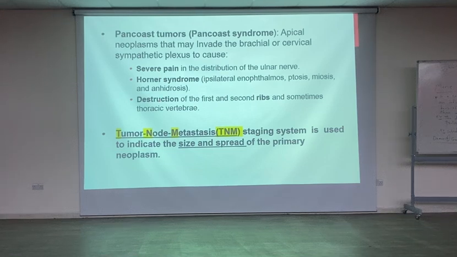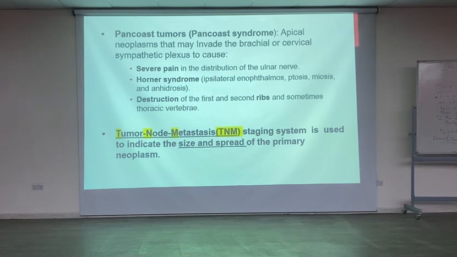Sometimes the tumor may cause destruction of the first and second rib, and sometimes it may extend to involve the thoracic vertebra. So Pancoast tumor may result in Pancoast syndrome. As with other tumors in the body, we tend to stage those tumors to determine the treatment and the prognosis for your patient. And we use the TNM staging system.